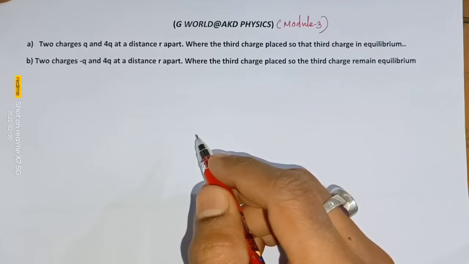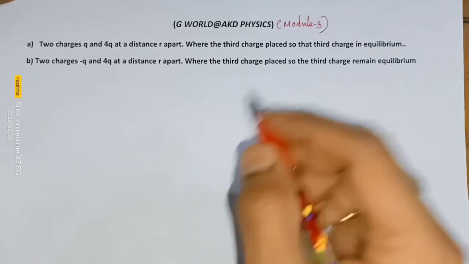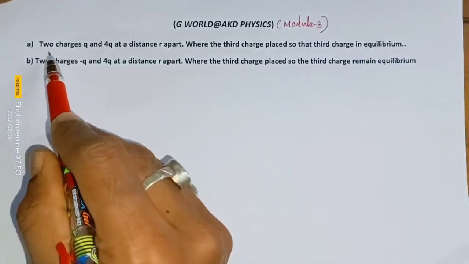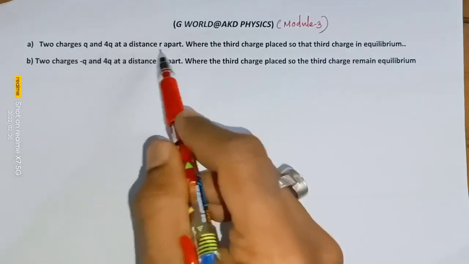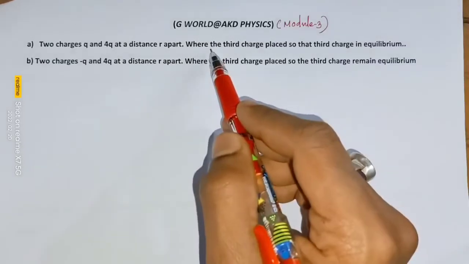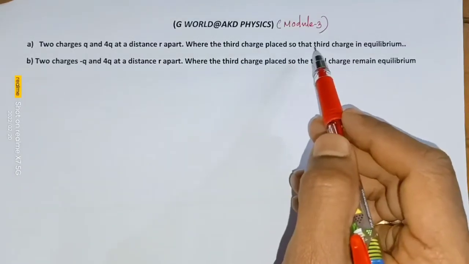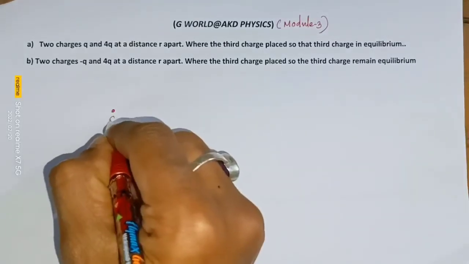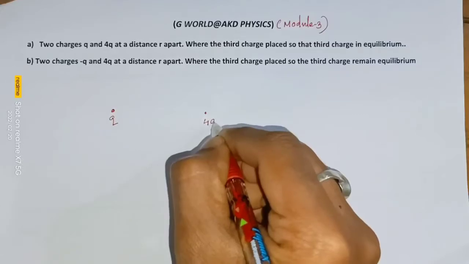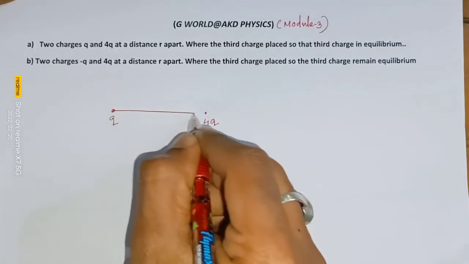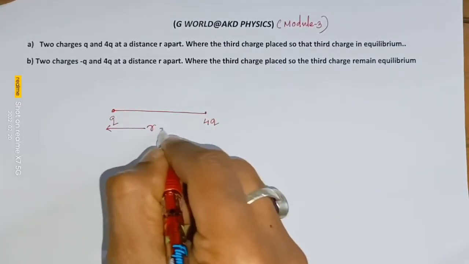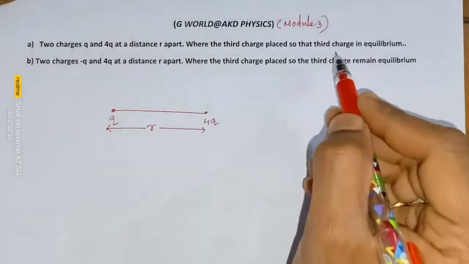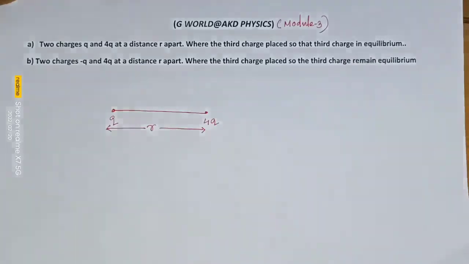Model 1 and Model 2 we have already discussed. Today we will discuss Model 3, the basic models of electrostatics. Look at these questions. Two charges Q and 4Q are at a distance r apart. The question is asking where the third charge should be placed so that it is in equilibrium. So this is charge Q, this is 4Q, at a distance r apart.